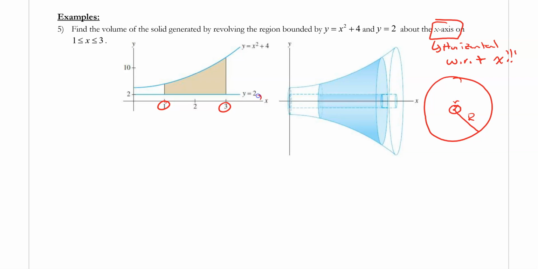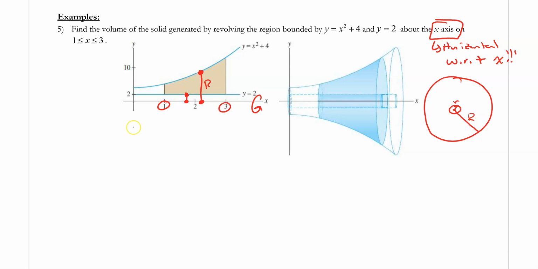Well, if we're spinning around the x-axis, the way you calculate R is from your axis to your outermost function. That's going to be big R. And then little r is your axis to your innermost function.